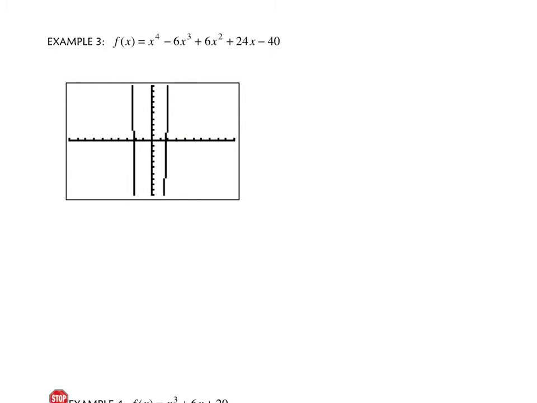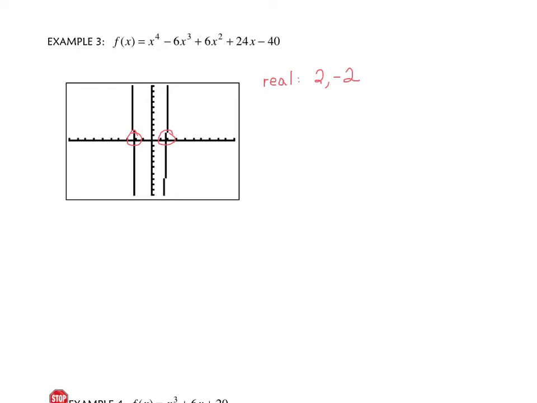For example 3 here, we have f of x equals x to the fourth minus 6x cubed plus 6x squared plus 24x minus 40. Type that into your calculator, press graph, and hopefully you do see that there's two real zeros here, right there and right there. You are going to use your calculator to find those two. So now we're going to have two real zeros at 2 and -2, which means there's going to be two imaginary that we have to find.